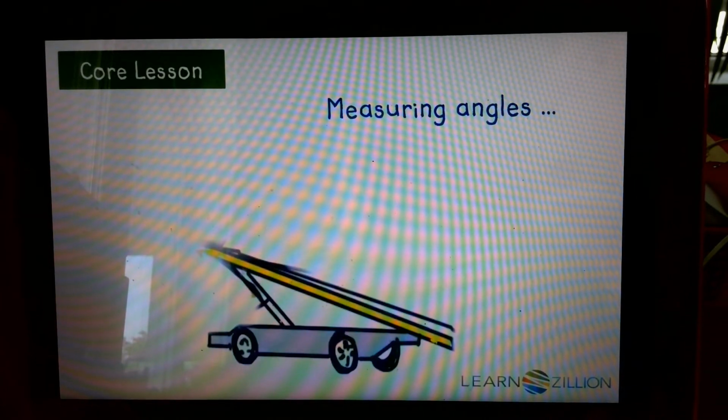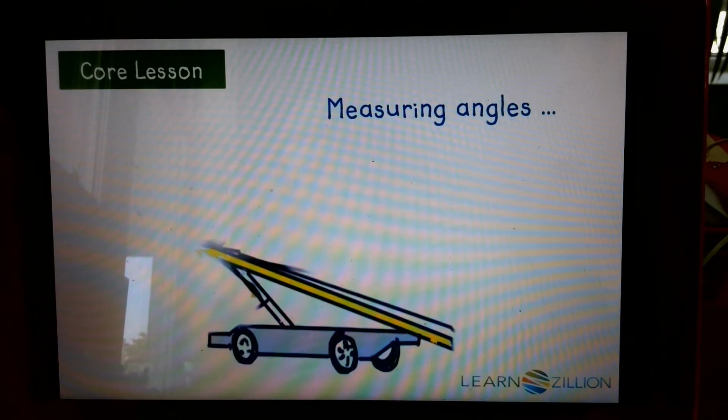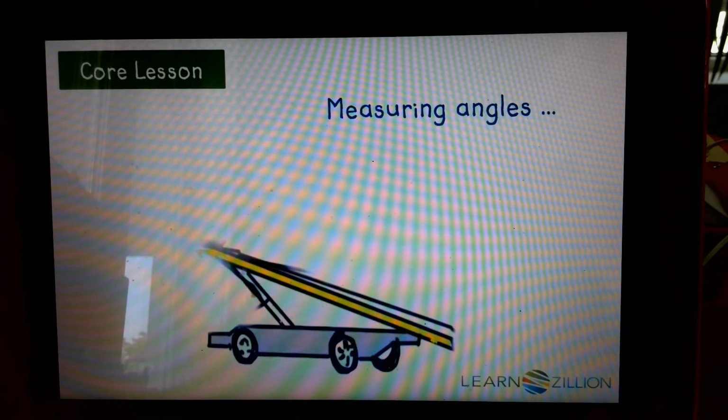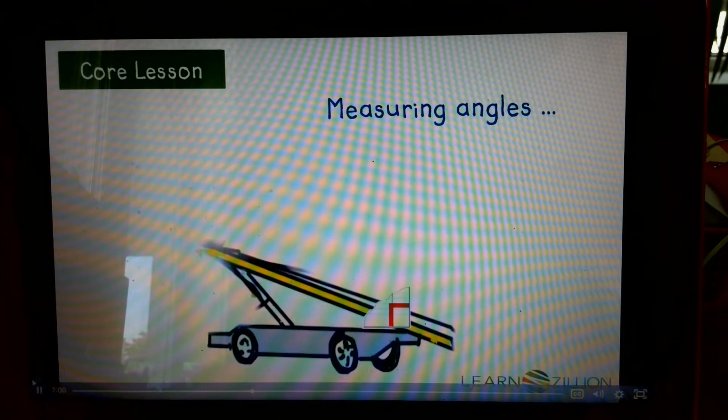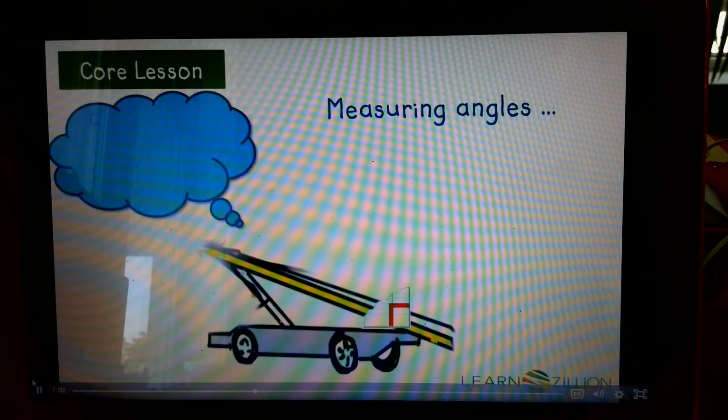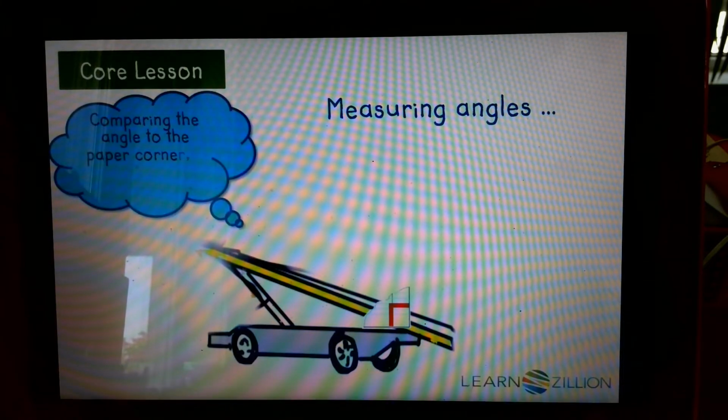Let's think about that belt loader again. We know that the height can vary depending on the size of the plane, and so this belt can either increase or decrease the angle. But if we picture this angle here with our corner paper, we can tell that the angle opening is less than 90. So when we're reading the protractor, we should expect to see a number that is less than 90 degrees. It's always an important thing to do, just to make sure you're in the right ballpark.